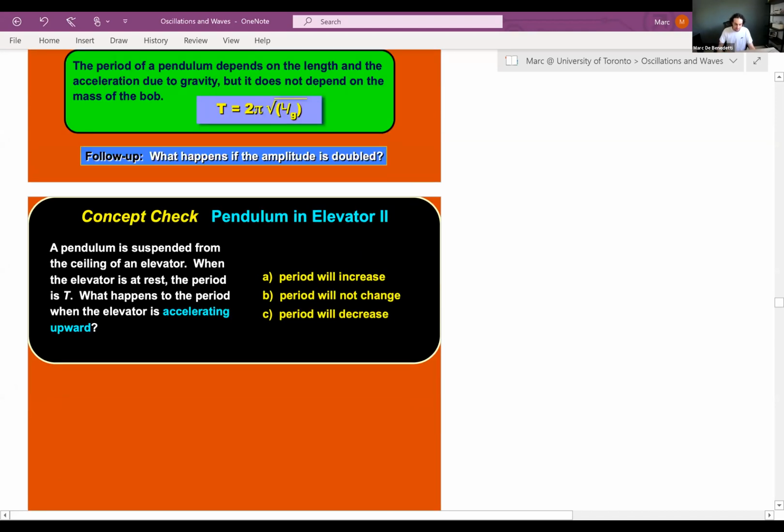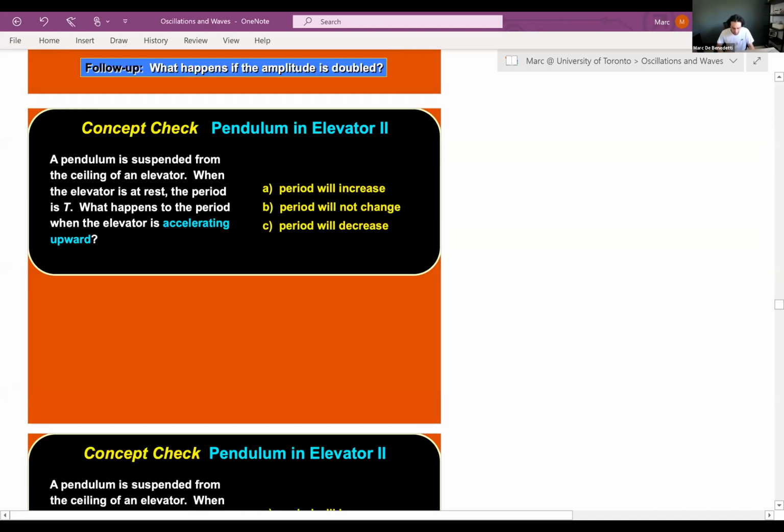This one, a pendulum is suspended from the ceiling of an elevator. When the elevator is at rest, the period is measured to be T. What happens to the period when the elevator is accelerating upward? Think about what this means. Picture yourself standing in an elevator. While the elevator is rising or accelerating upwards, what do you feel?